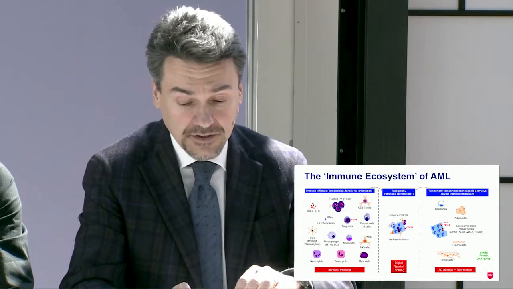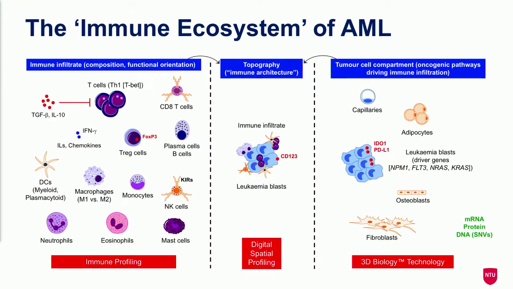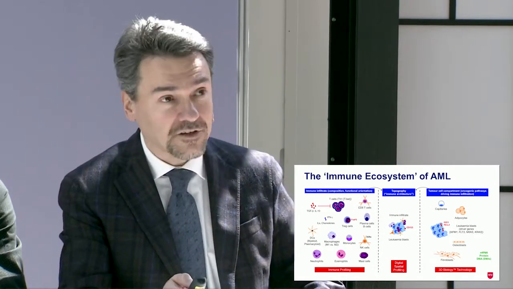So my case study will be focusing on AML, acute myeloid leukemia. This is just a snapshot of what my lab is currently doing at Nottingham Trent University. We are focusing on understanding the immunological ecosystem of AML using a variety of different approaches, all of them developed at NanoString Technologies, and these include immune gene expression profiling, novel 3D biology technology, which looks simultaneously at RNA, protein, and DNA, and of course, last but not least, digital spatial profiling to get insights into the immune architecture of this relatively rare but very serious condition.